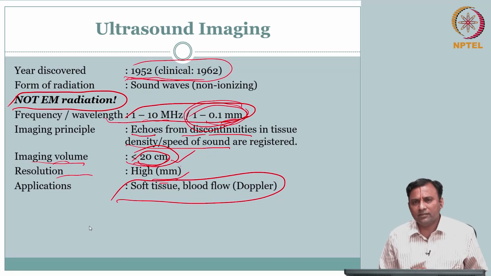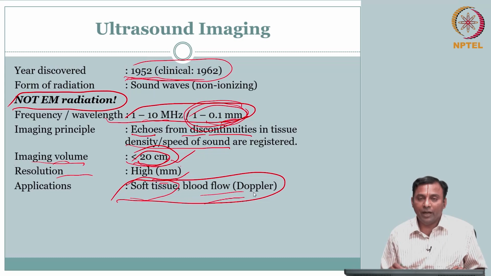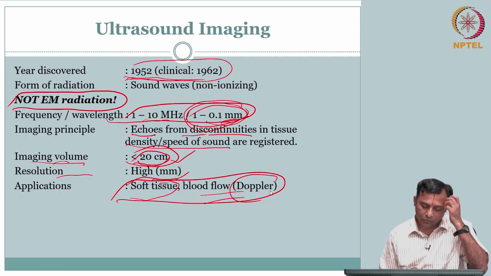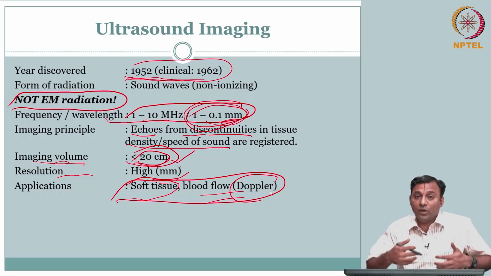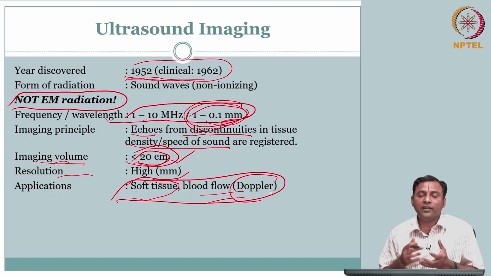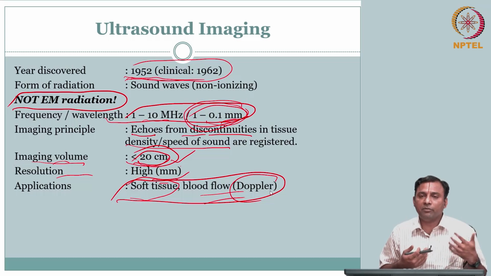But the good news is it is applicable for soft tissue contrast. It is not so good in extremes, so you do not really see it as a staple application for a bone fracture. But it is very good with soft tissue contrast and blood flow using the principle of Doppler. We will get to that. So you can see blood flow and soft tissue, the blood vessel and the organ that is holding the blood vessel. So it gives a wholesome picture, but it is very limited from the field of view point of view.